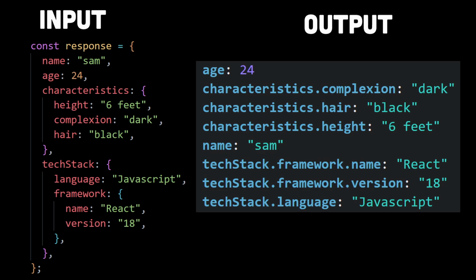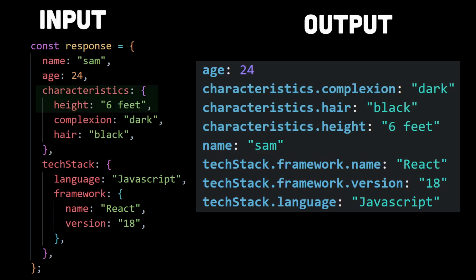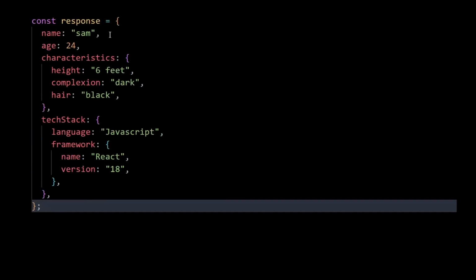As you can see in the final output, the keys that are an object, those objects have their respective keys concatenated to the parent key and their values are equal to the last child key element's value. So characteristics and height will become characteristics.height equals 6 feet and so on. Now let's write the logic for this.